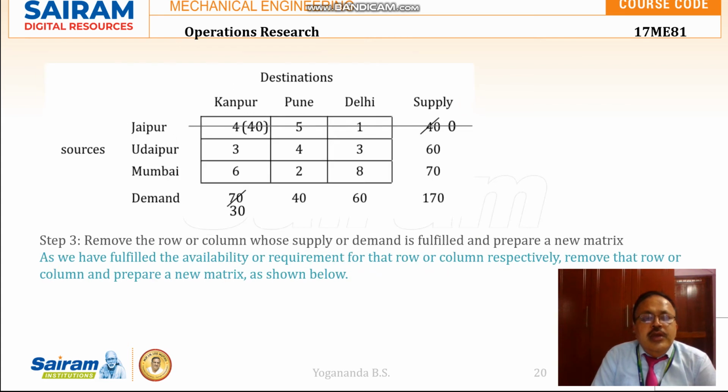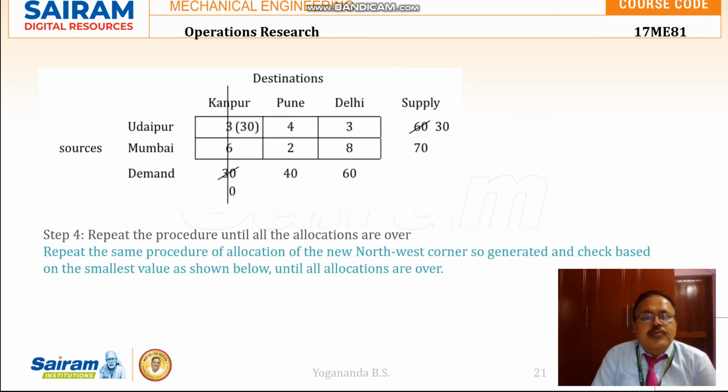Now Jaipur was removed in the earlier matrix. Now we have Udaipur and Mumbai. So the northwest corner element is this 3, the first element in the matrix. See the corresponding supply and demand. Supply is 60, demand is 30. Only 30 units are required now for Kanpur. So assign 30 to this.